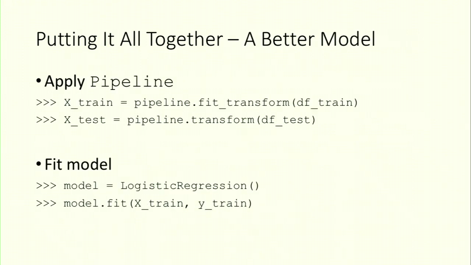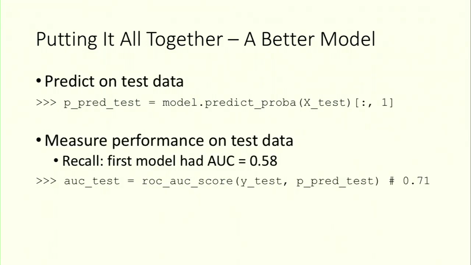So now that we have the whole transformation process wrapped up in that pipeline, we can apply it to the training data, just transform the test data with it, and use a logistic regression again, fit the model, predict on the test data, and our AUC has gone up from 0.58 to 0.71. So pulling in all those extra features helped.